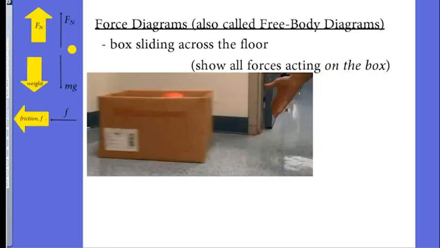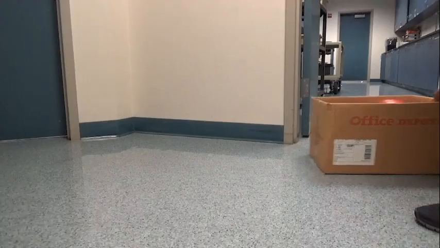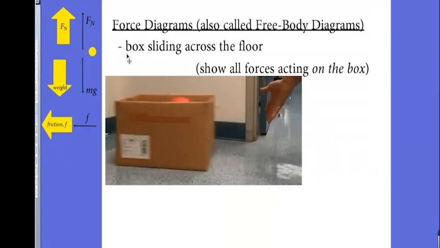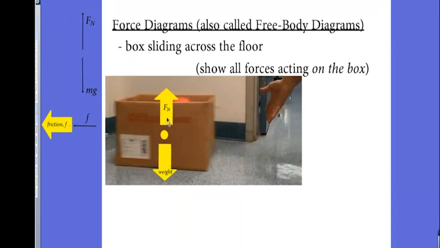Let's look at another example. Here, I pushed a box, and it is sliding across the floor. While the box is sliding, I'm no longer pushing on the box. So now there are only three forces acting on it. The weight and the normal force are still there, of course. But now I've pushed the box to the left, and I notice that I have misdrawn my arrow here. The frictional force is going to oppose the motion. The motion is to the left, so my frictional force will be to the right.